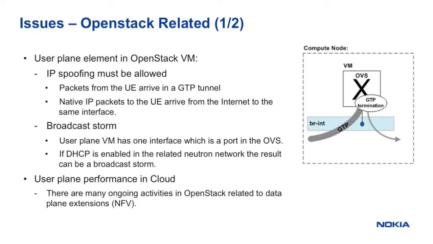Then the user plane virtual machine has one interface, which is a port in the Open vSwitch instance. Then you have to be careful that you don't cause broadcast storms. This can be the case, for example, if DHCP is enabled in the related Neutron network. And there are also many user plane performance issues in the clouds, but there are many ongoing activities in OpenStack related to these.